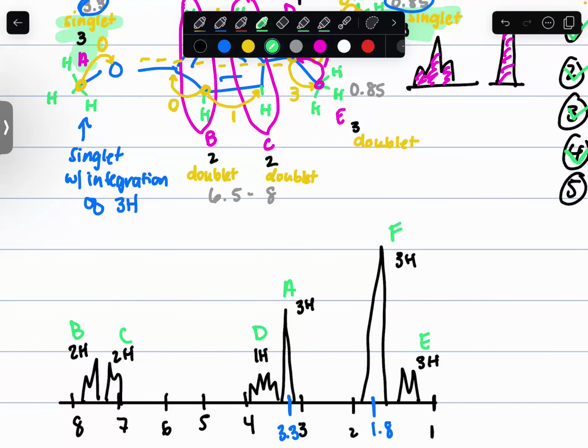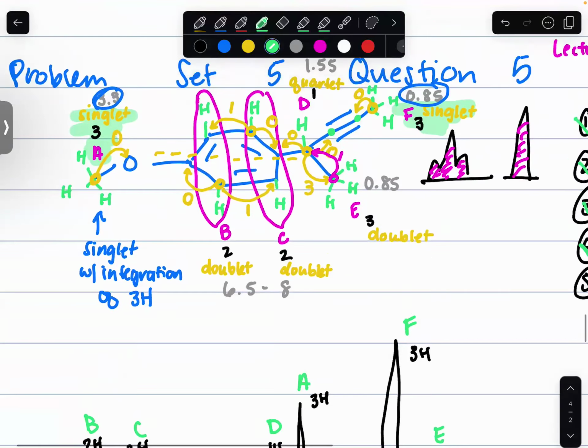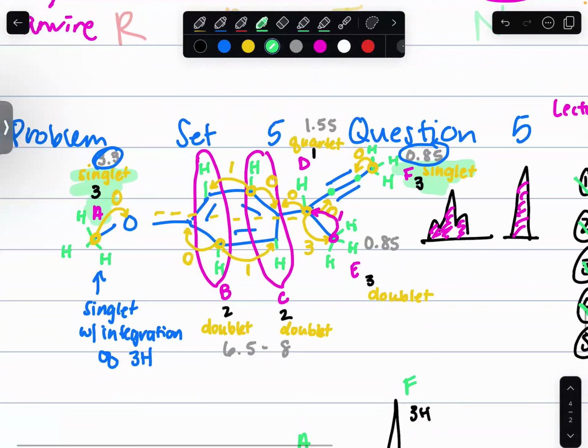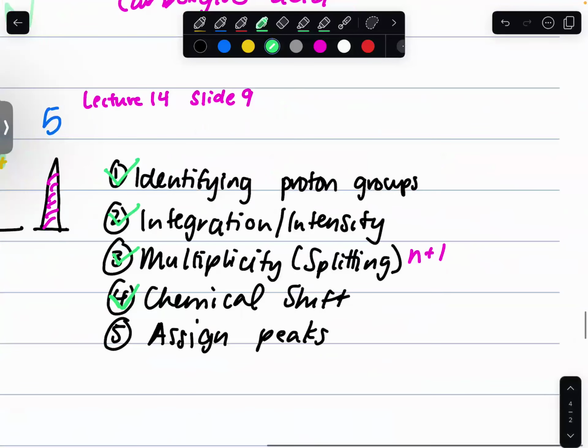Is that good enough for labeling? Yes. You definitely don't have to write out all of these steps and draw on the structure so much. Just label each signal and then label the peak that goes with that signal. Then you can do this kind of detective work that goes through these 5 steps off to the side.